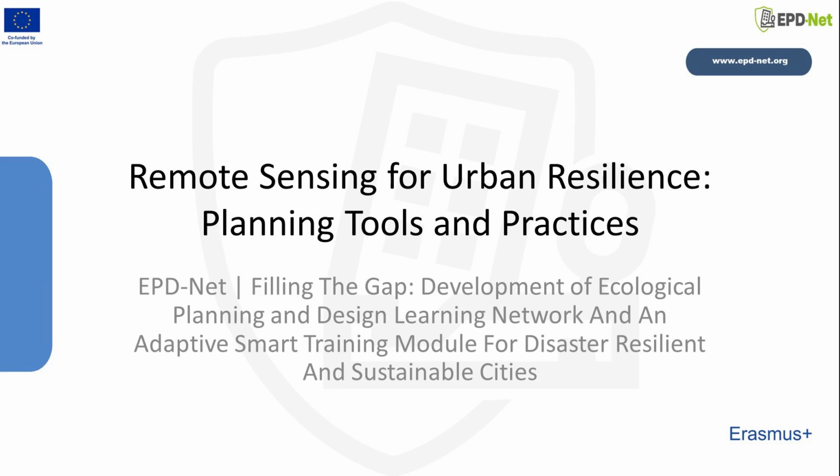This introductory slide presents the topic remote sensing for urban resilience, planning tools and practices, and makes clear that the focus now shifts from conceptual foundations to practical implementation. The session explains how planners and analysts move from raw satellite or UAV images, through a series of processing steps in specific software environments, to maps and indicators that can be used in real decision-making.